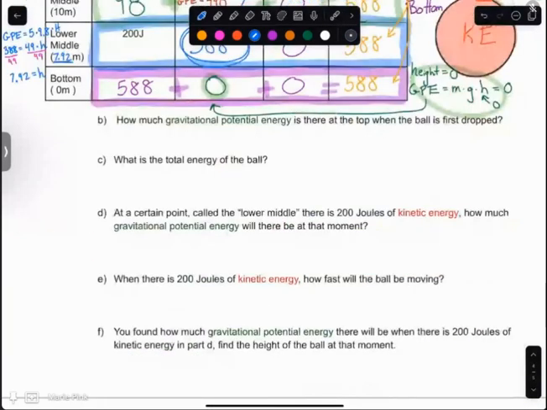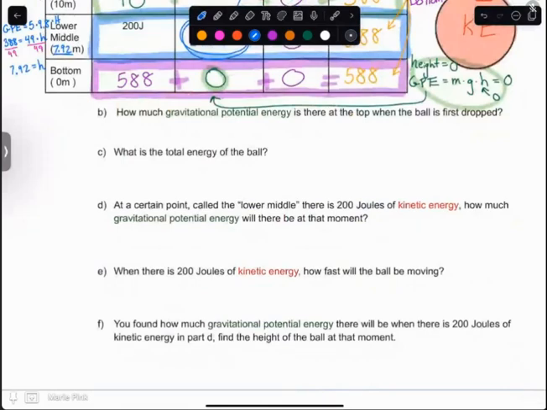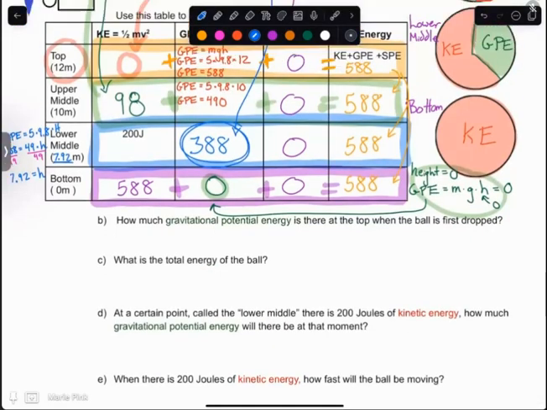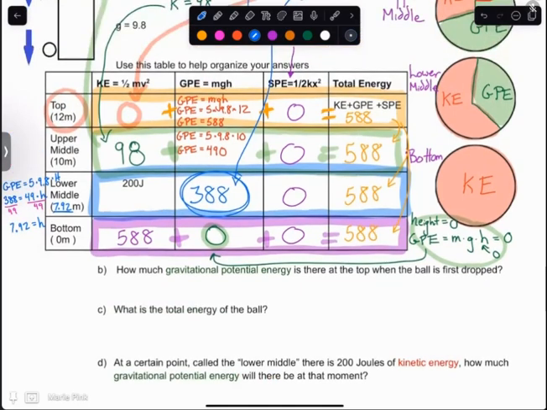At the bottom, it asks you a few questions. It says, how much gravitational potential energy is there at the top when the ball is first dropped? Now that we've done the table, the questions are easy. All we need to do is look at the table. We figured that out right here. It's 588. What is the total energy of the ball? We figured that out right here. That total energy was also 588.